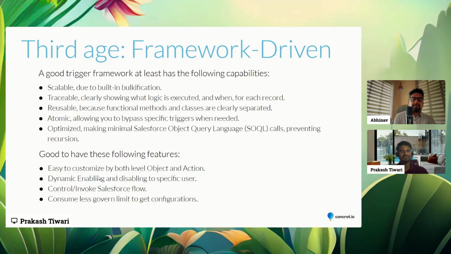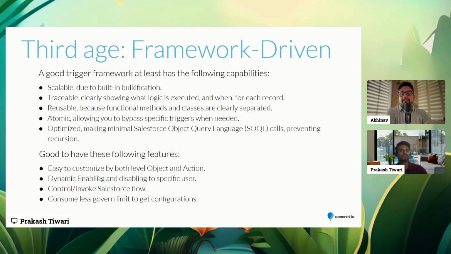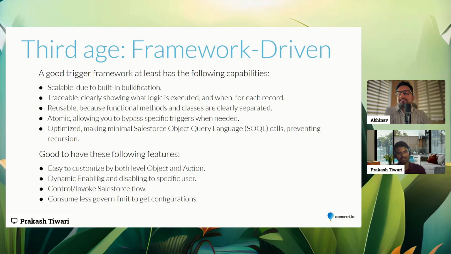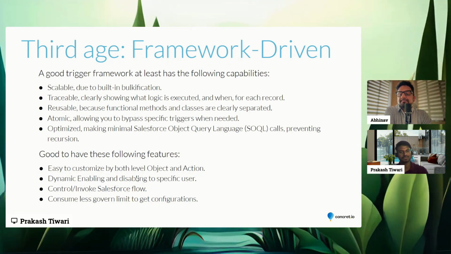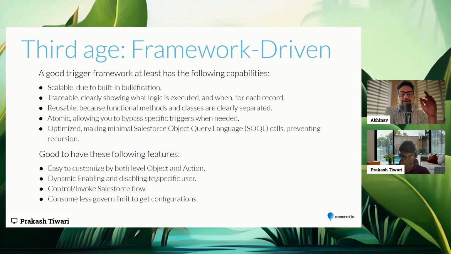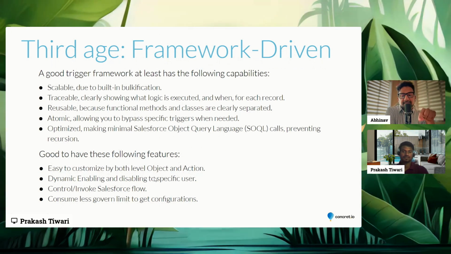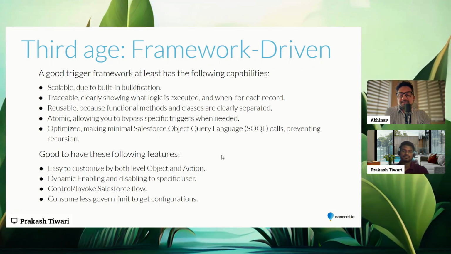On an object, we have multiple business requirements, so we can create our own logic for each particular business requirement, and we can order that on that particular object as well. Okay, and we can order between actions. And another thing which is interesting is enabling and disabling for a specific user.